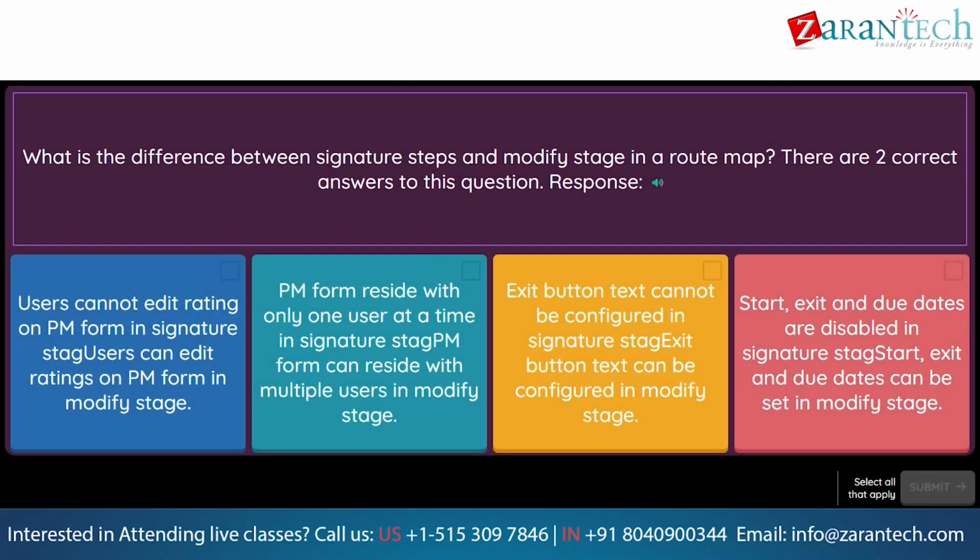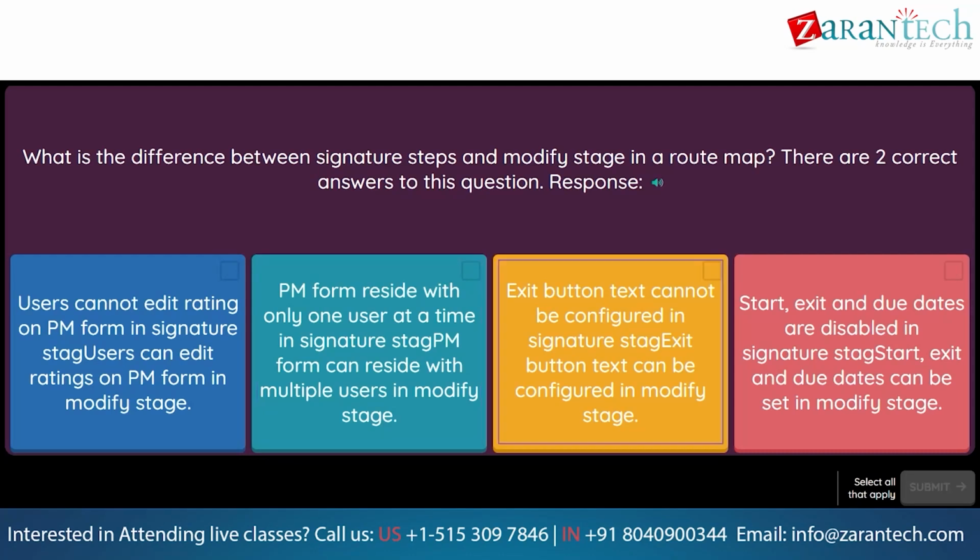Question, what is the difference between signature steps and modify stage in a route map? There are two correct answers to this question. Response. Option 1 users cannot edit rating on PM form in signature stage. Users can edit ratings on PM form in modify stage. Option 2 PM form resides with only one user at a time in signature stage. PM form can reside with multiple users in modify stage.